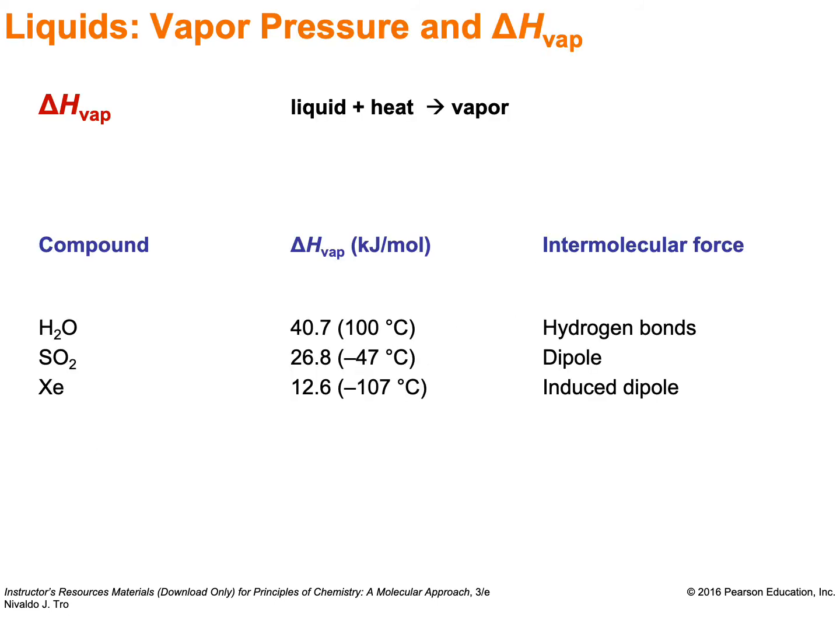This slide compares vapor pressures and enthalpy of vaporization, heat of vaporization, for 3 different substances. H2O has a relatively high enthalpy of vaporization, going from a liquid to a vapor. And why is that? Due to the fact that it has numerous hydrogen bonds that require a lot of energy to break, hence the large value.